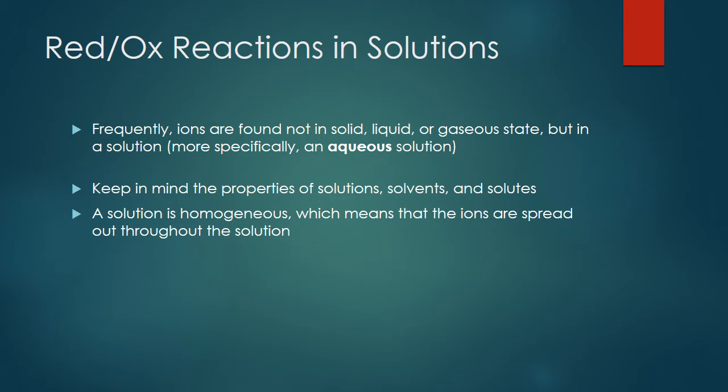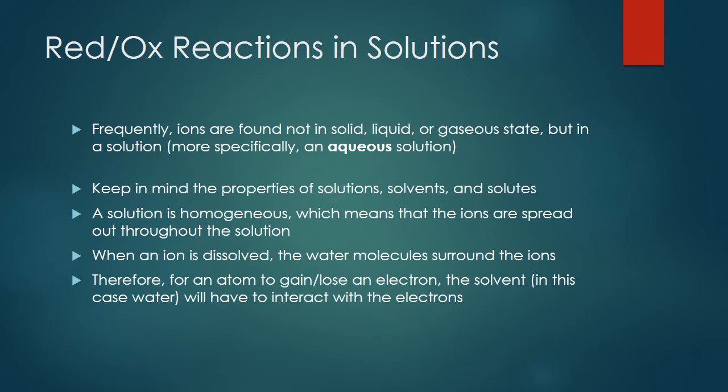So think about this. A solution is a homogeneous mixture. That means the ions are spread out throughout the solution. There's not a chunk of ions at the bottom of a beaker for whichever one's reducing or oxidizing. They're spread throughout the solution. When an ion is dissolved, the water molecules surround the ions. Remember, this is because we're dealing with water here, and water is, of course, a polar molecule. So when an atom has to gain or lose an electron, the solvent, in this case water, is going to have to interact with the electron. Let's take a look at the next slide to see how that happens.